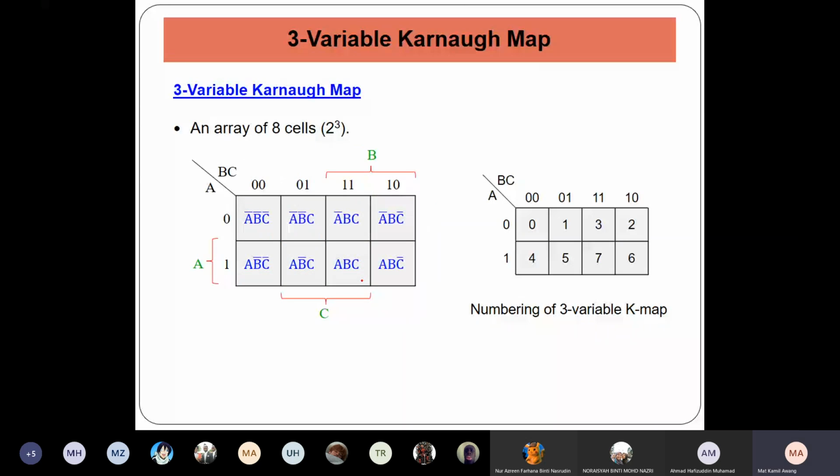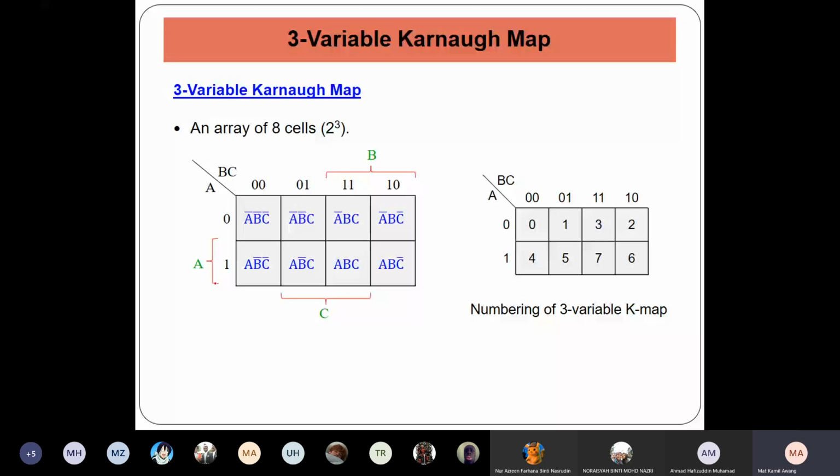This is a three variable K-map. So you have 8 cells. You see that A is one variable, and the other one, you have B and C. And the rule of constructing the K-map is that only one variable changes at a time. For this one, okay, clear.